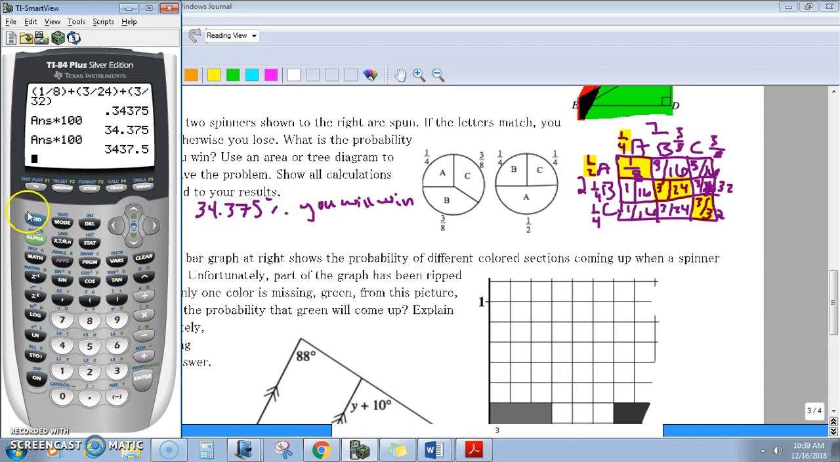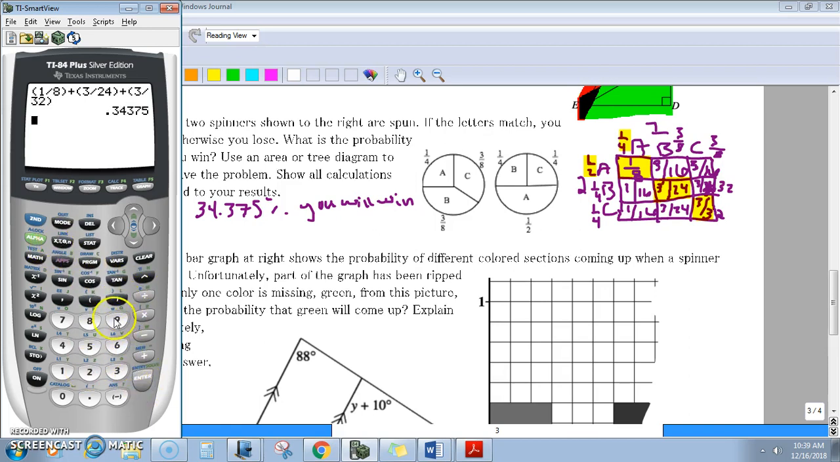How do I get back up to my, you can't do it on this old version. So let me just do this again. So I have 1 divided by 8 plus 3 divided by 24 plus 3 divided by 32.